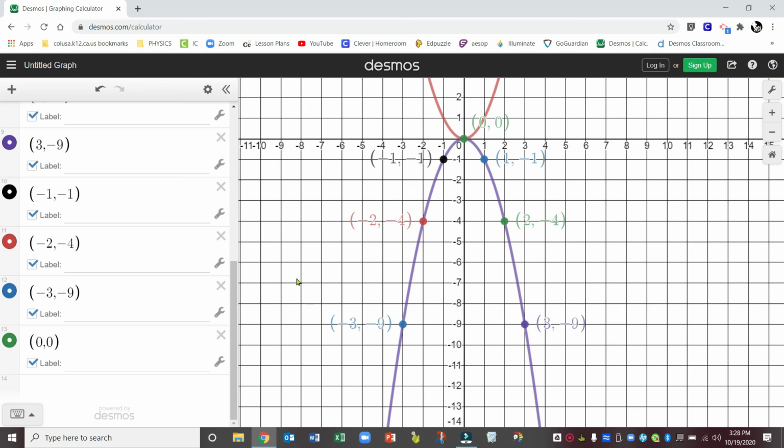Now, if we look at this side of the graph, when x is greater than 0, our x values are going 1, 2, 3. As our x values get bigger, what happens to our y values? -1, -4, -9. So as our x's increase, our y's decrease. So we would say when x is greater than 0, this function is decreasing.